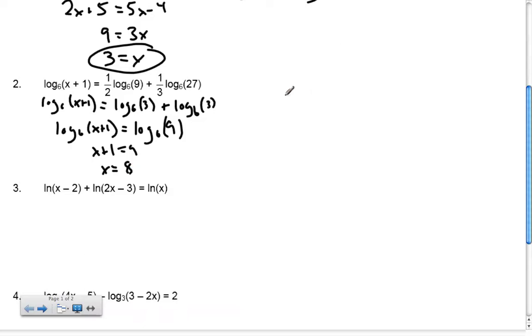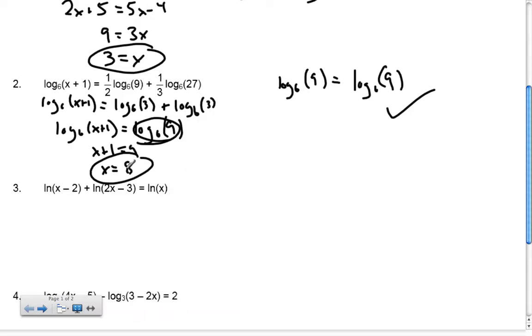We're going to check for extraneous solutions. Log base 6 of 8 plus 1, which is 9, is equal to, now there's no variables over here, so we don't have to plug in any variables over here, and we already simplified this side. So if you look at all the work we've already done without plugging in any variables, it all simplifies to log base 6 of 9 on this side. We found that out right here. So, alrighty, we found our solution.